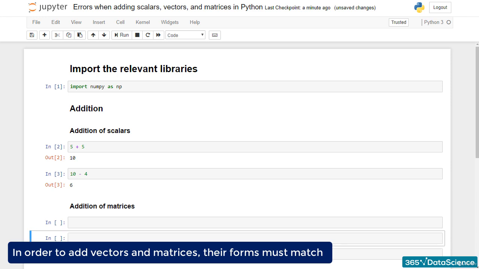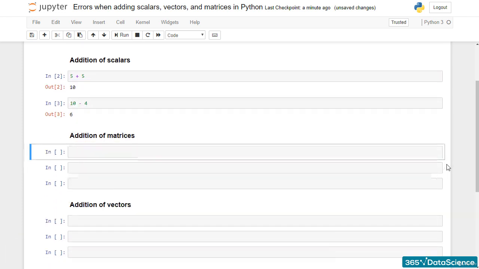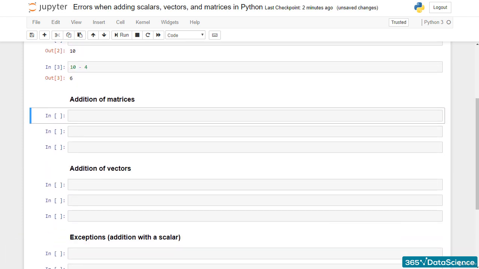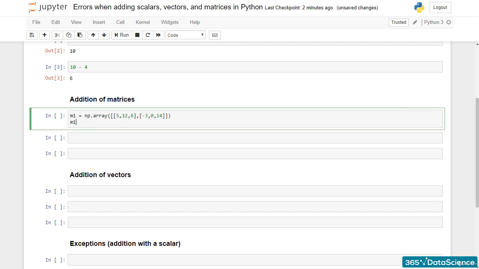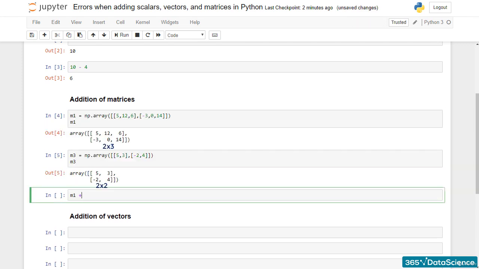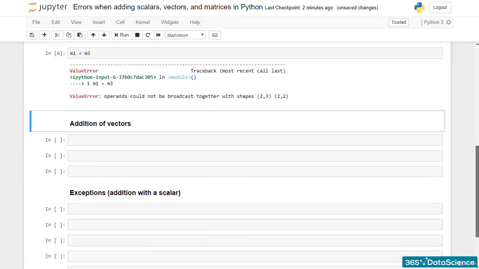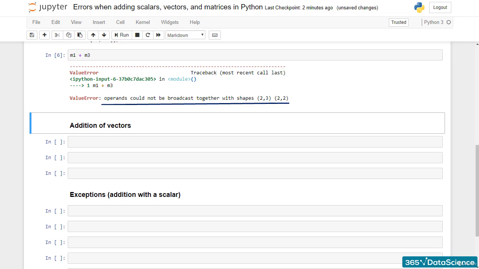We are not allowed to add vectors of different length and matrices with different dimensions. Such operations are not permitted in linear algebra, and Python knows that. For instance, if I try to add a 2 by 3 matrix with a 2 by 2 matrix, we will get this message: operands could not be broadcast together with shapes, and we will be shown the operands' respective shapes.